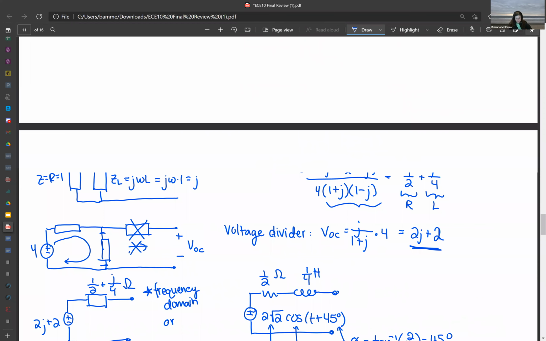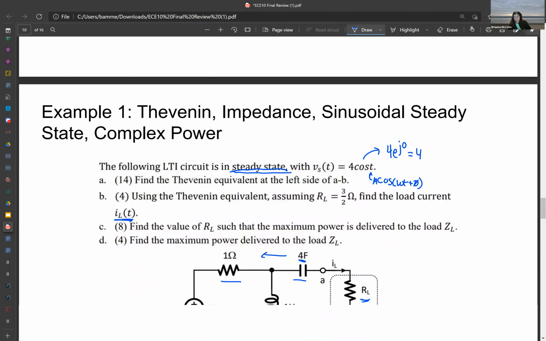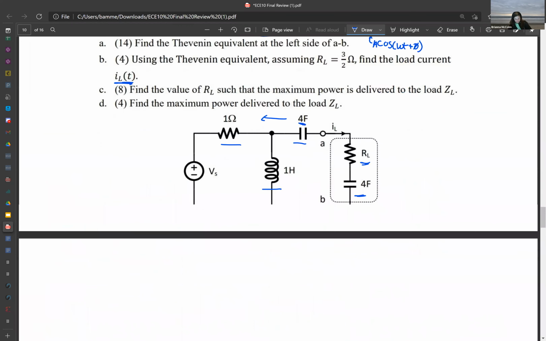This example covered a large variety of topics and is a very typical question. You are likely to see something similar to this on your exam. So make sure that you know how to do the Thevenin, the impedance, and sinusoidal steady state part of it. You may or may not see the complex power, but that's more up to the discretion of your professor.